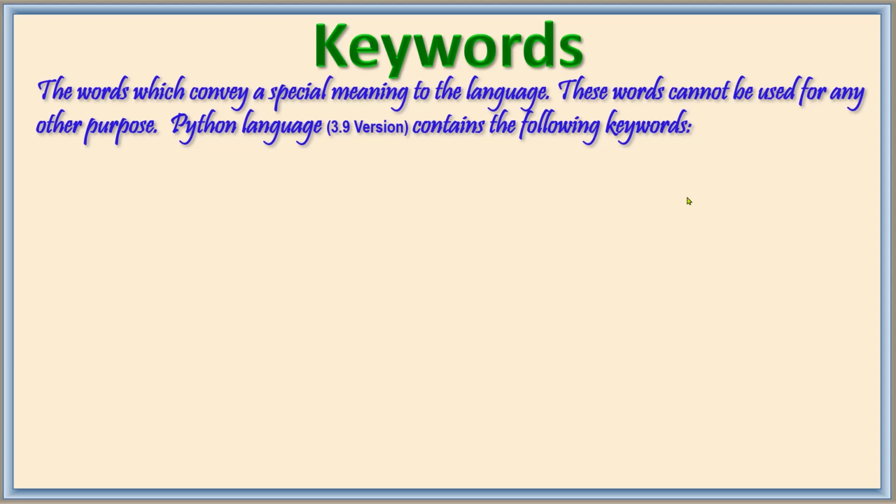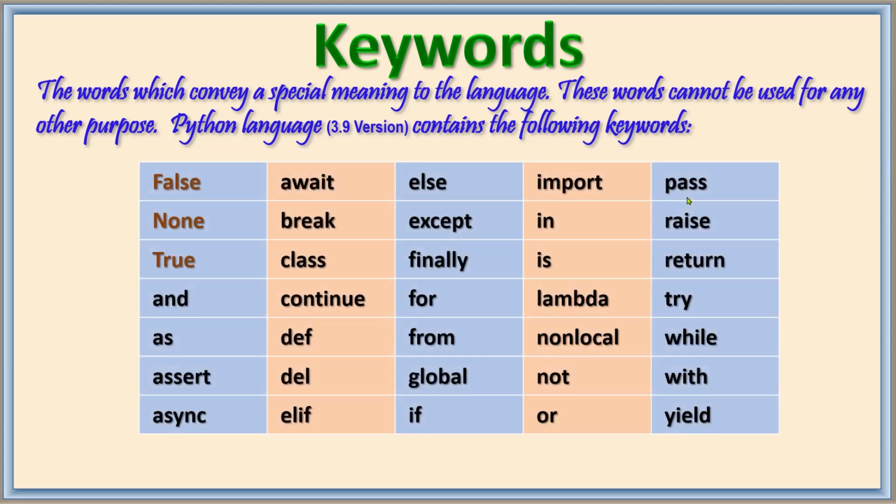We already know the keywords are the words which convey a special meaning to the language. Remember, these words cannot be used for any other purpose in the program. The current version which I installed here, 3.9.4, has 35 keywords. If you go to a previous version, there may be a little fewer. For example, version 3.7 has only 33 keywords. Whenever they upgrade the language, there may be 1 or 2 keywords added. Now, here are the keywords available in this version.